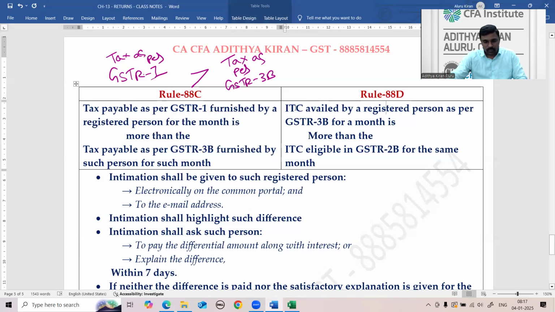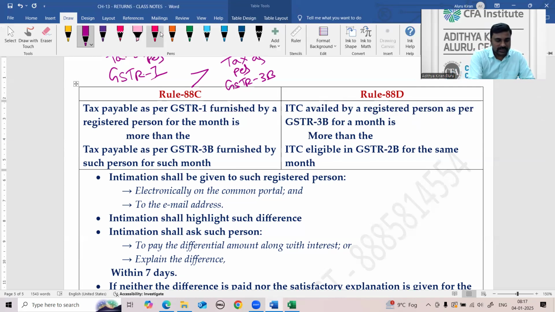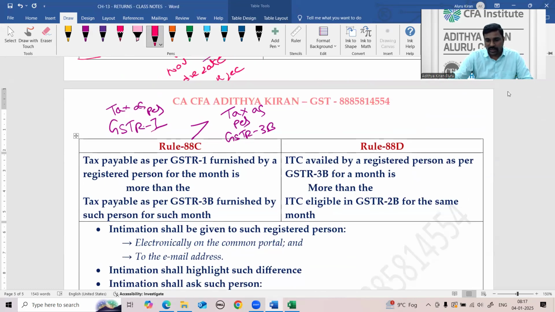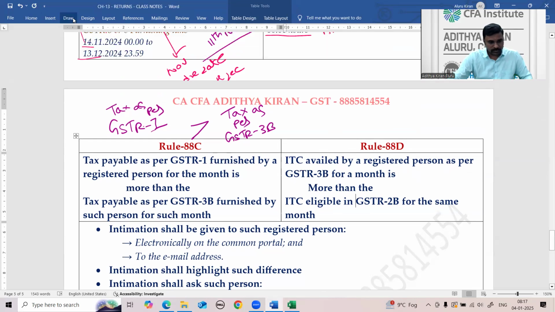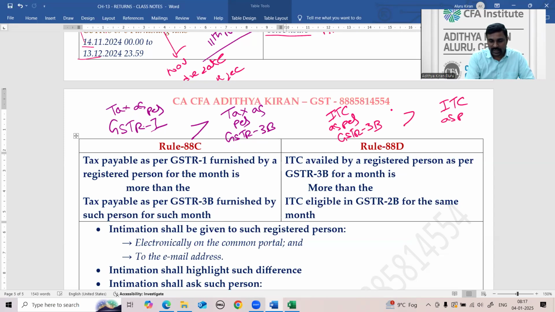Rule 88D, ITC availed by a registered person as per GSTR 3B for a month is more than the ITC eligible in GSTR 2B for the same month. Rule 88D will be reflected when ITC as per GSTR 3B is more than ITC as per GSTR 2B.